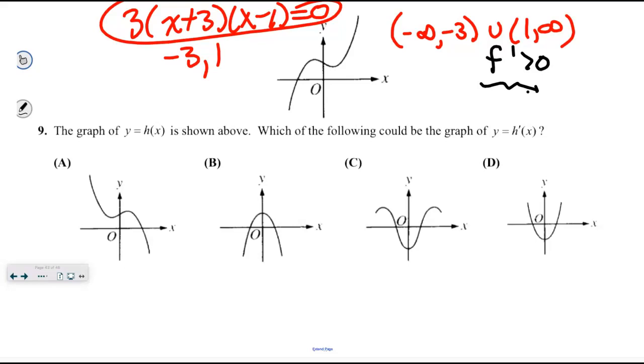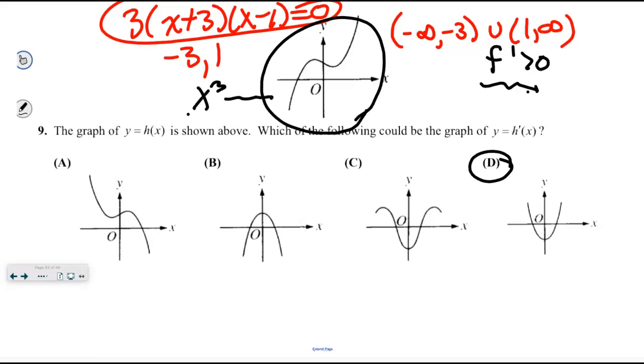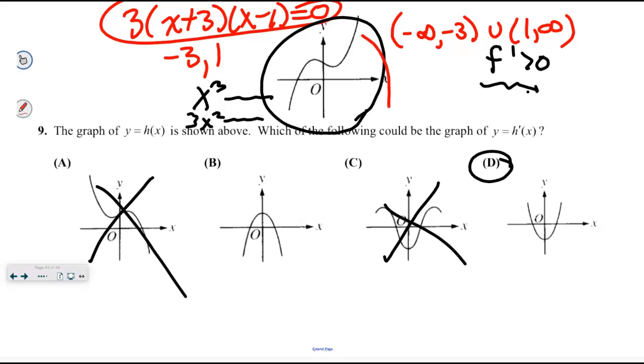Number 9, almost nobody got wrong. It was D, but just a couple little things about this. You know from pre-calc and algebra 2 that that was probably a cubic, x cubed plus something something. Cubics' derivatives, regardless of even what's happening here, go to parabolas. So this is out and this is out. All I need to do is figure out which parabola it is.